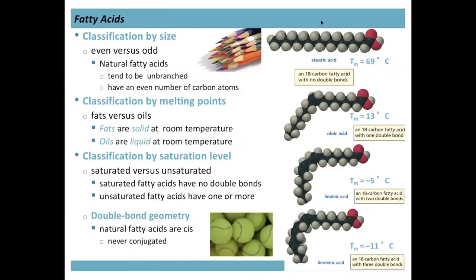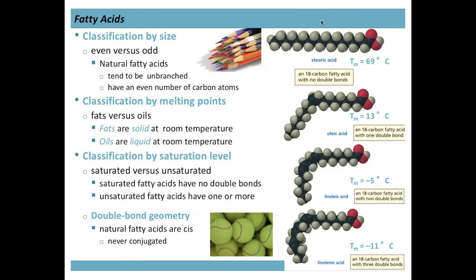Okay, so let's start off with fatty acids. They tend to be classified by their size and whether they have an even versus odd number of carbons. Natural fatty acids tend to be unbranched, so they're just straight hydrocarbon chains, and they tend to have an even number of carbons. Then we classify them based on their melting points. Fats are those that are solid at room temperature, and oils are those that are liquid at room temperature. And then by the saturation level.